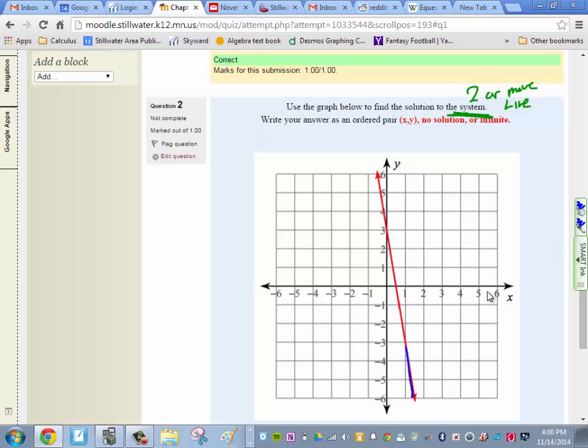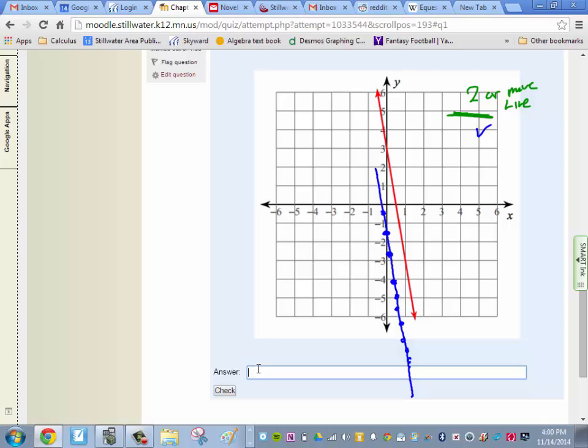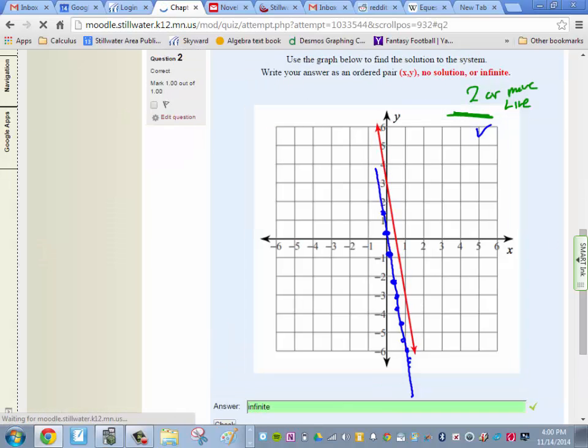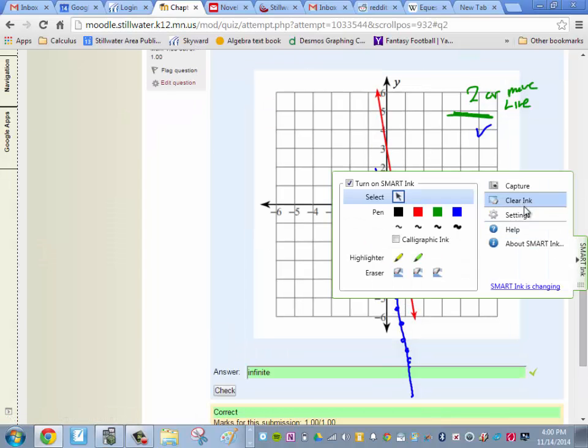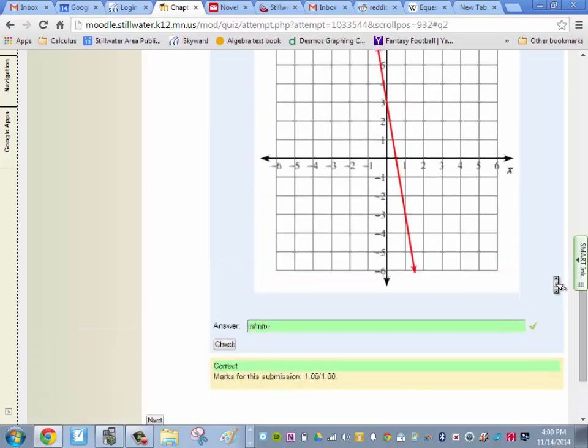There's 2 lines right on top of each other. And if there's 2 lines right on top of each other, that means there is not just 1, not just 2, not just 3, but 4 or more. Actually, there's infinite solutions, guys. I shouldn't do all those dots, because it takes so long. So you're going to put infinite solutions on here. That's what we're going to type in. Infinite. There we go. Check that out. And we're on a good start. Okay, let's move on to the next one.